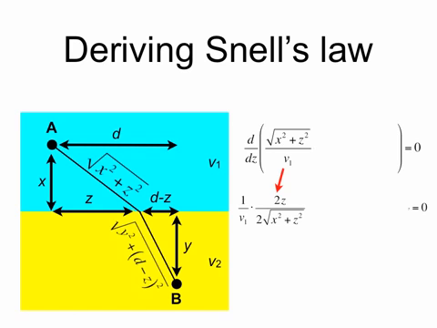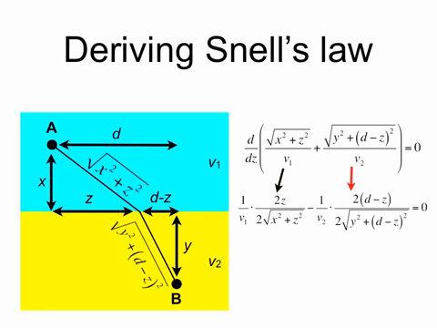derivative of the first term. v1 is a constant, so it can come out. It doesn't depend on z. And now we're left with the derivative of the square root of x squared plus z squared. We can use the chain rule. The derivative of the square root of x squared plus z squared is equal to 2z over 2 times the square root of x squared plus z squared. And similarly, we can find the derivative of the second term.